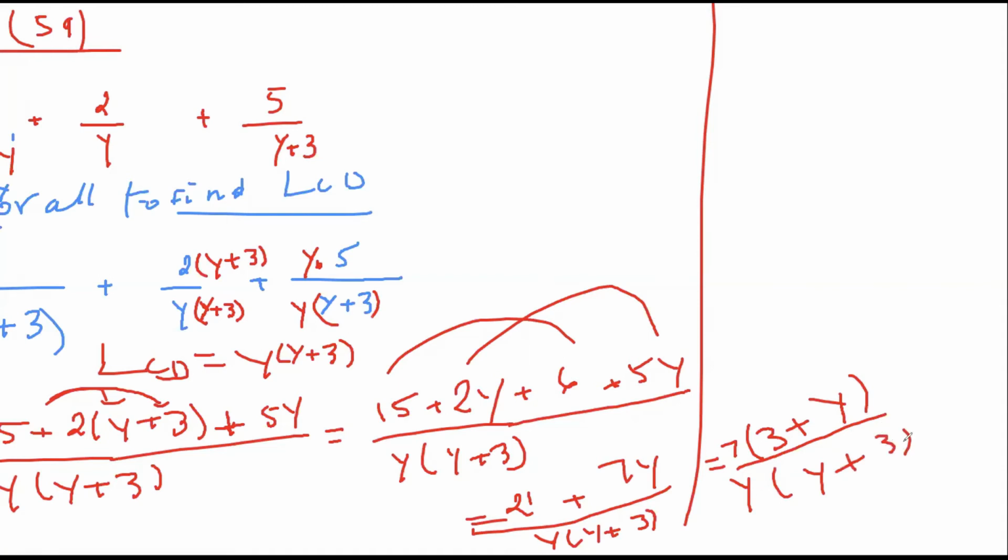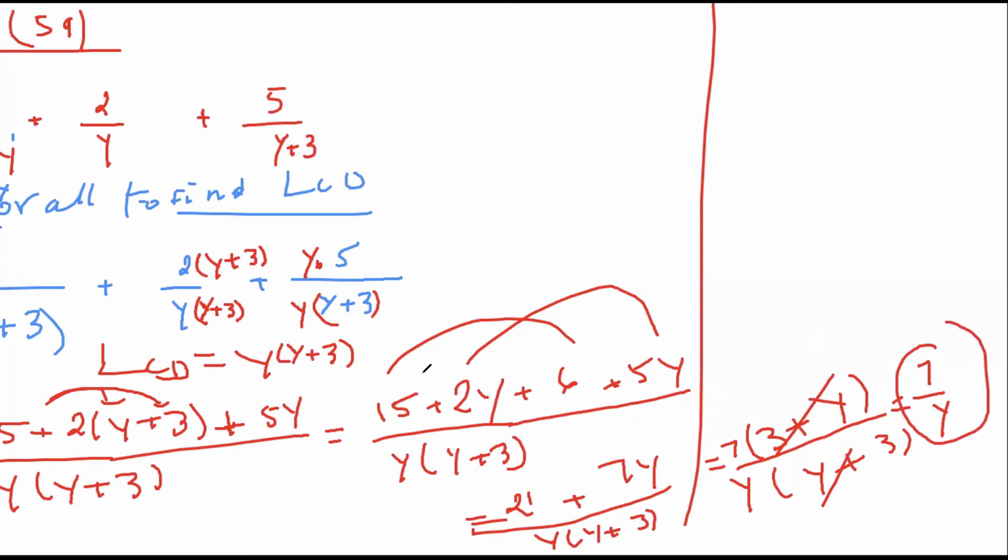What do you think happens next? And then you cross out y plus 3 on both, on top and the bottom. That's right. So 3 plus y is the same as y plus 3. We can cancel those out. They're the same. So we have 7 over y left. So that's the final answer, 7 over y.